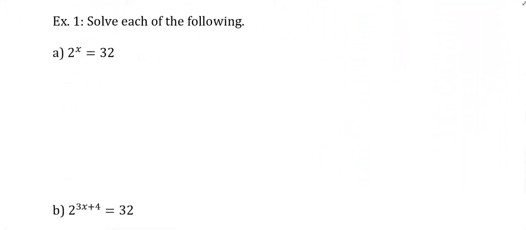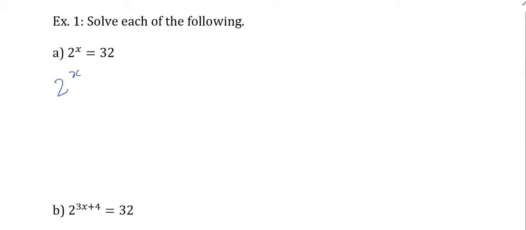Example 1, solve each of the following. How many people already know what the answer is? Or have a guess? It's not 2. It's not 3. We already saw those. What's 2 to the 4? What's 2 to the 5? What's 2 to the 6? What's 2 to the 7? That's what you're asking yourself. But we're not just going to write x equals the answer because we're practicing for the harder ones. We're going to do this.